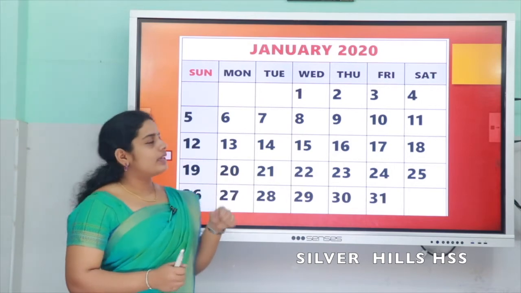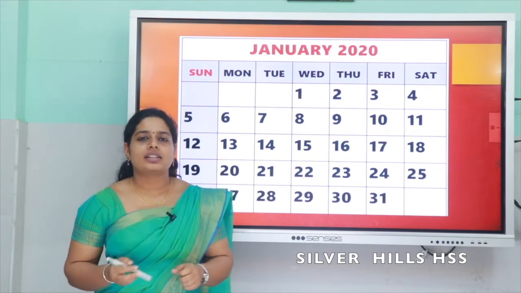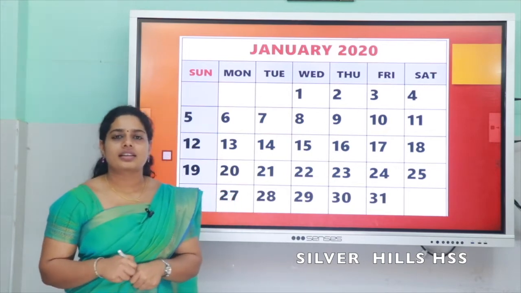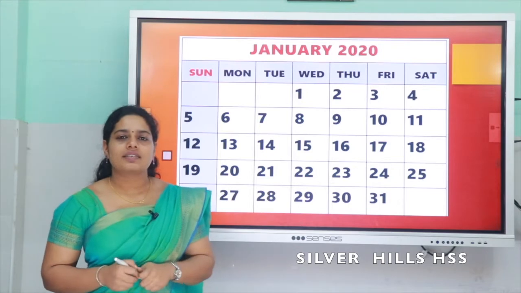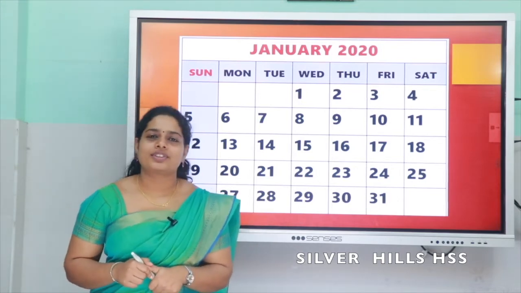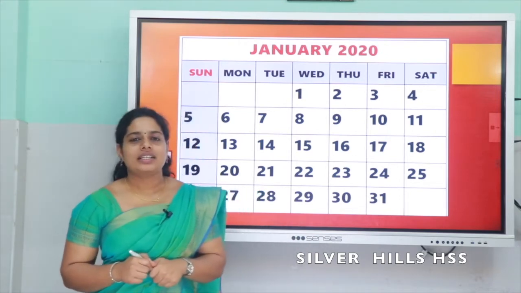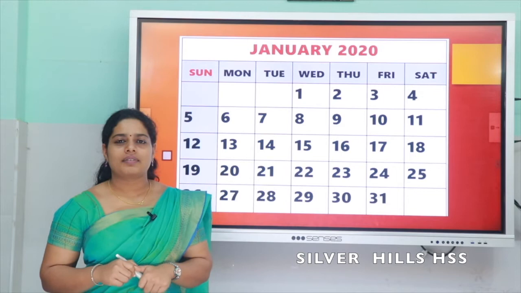When you ask your parents, "Mom, today is January 1st, what is the date of next Wednesday?" parents will tell within seconds that it is 8th. What is the trick in that? How is it possible? Okay, this is the trick. You know that in a week we have 7 days.